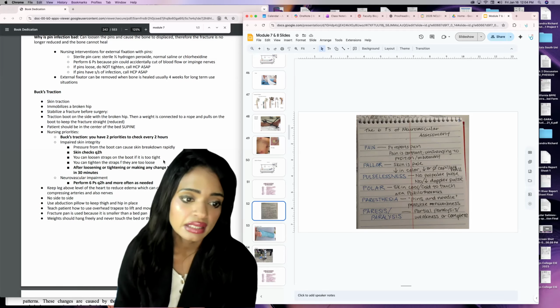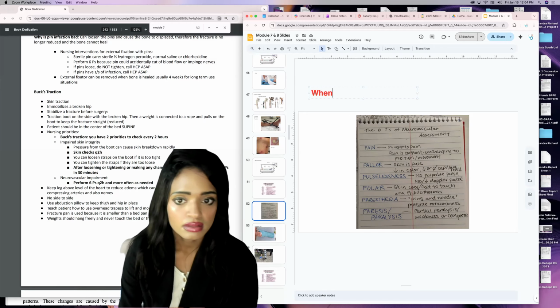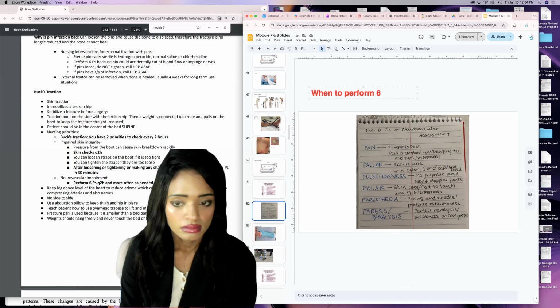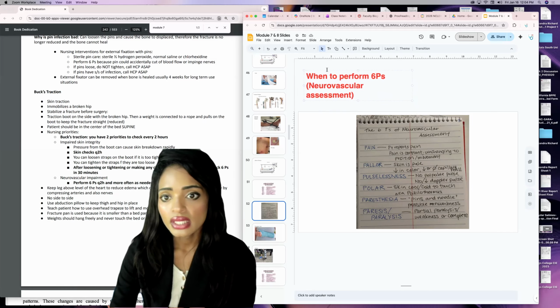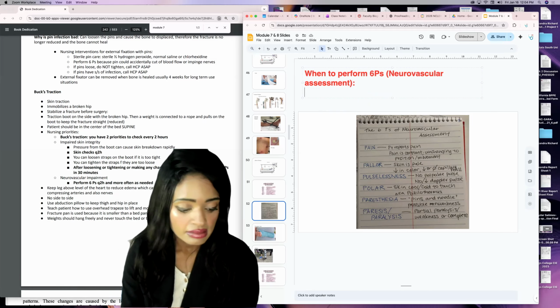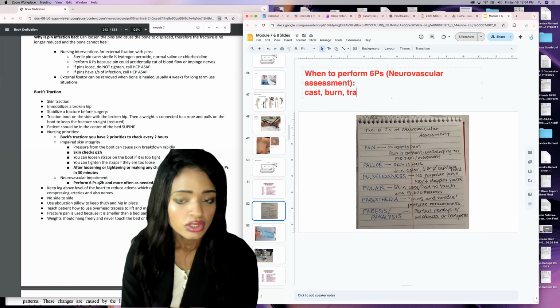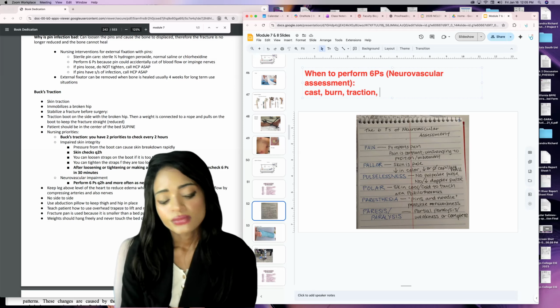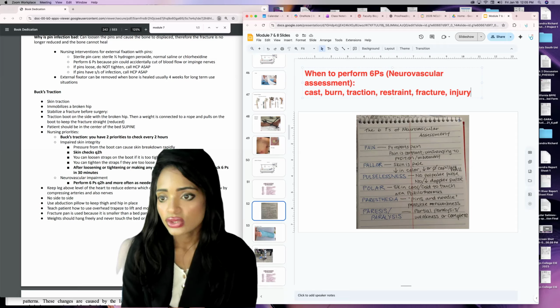So in what situations would you want to perform the 6 Ps, which is also called your neurovascular assessment? Okay, you would want to perform this for a patient with a cast, a burn on that extremity, in traction, in a restraint, or any kind of fracture or injury to that extremity.